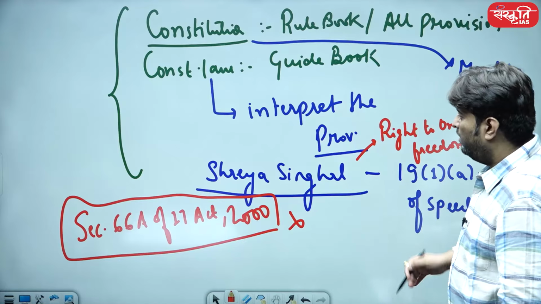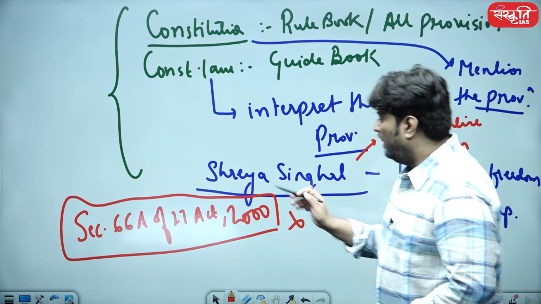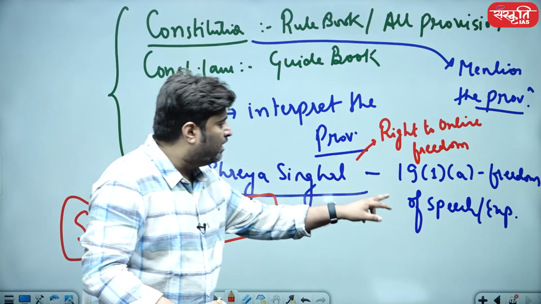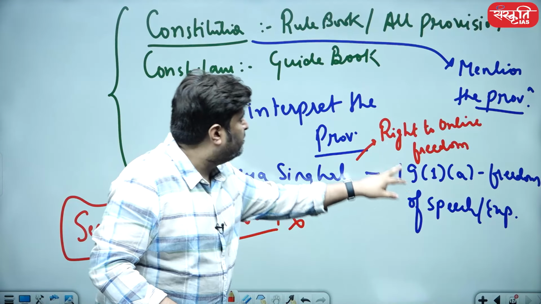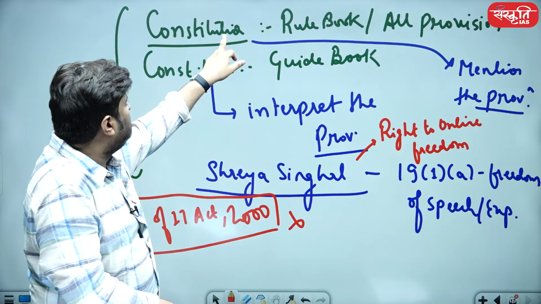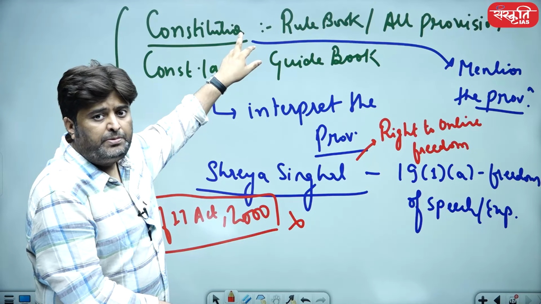तो ये हो रहा है, ये होती है एक रियलिटी स्टूडेंट. तो what is the connection between over here and Shreya Shingal case? So why Shreya Shingal case is very, very important? Because Shreya Shingal case not only explains the provision of Article 19(1)(a). What is Article 19(1)(a)? Article 19(1)(a) is a constitutional value. It is a rule book, which is freedom of speech and expression.